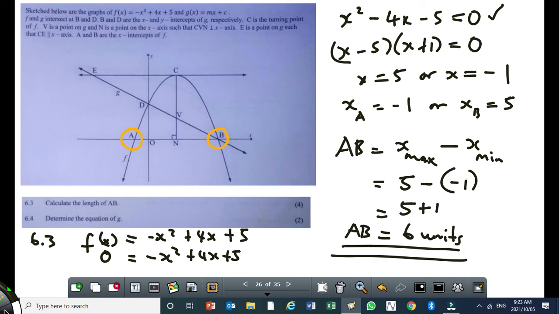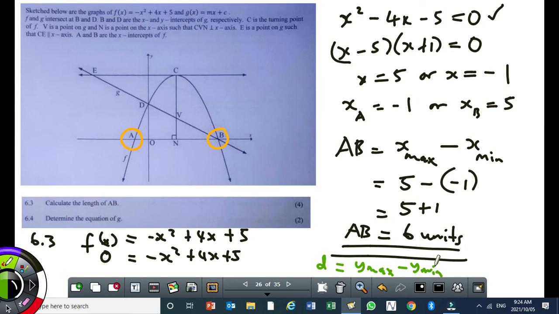Alright, so this is how we get the horizontal distance. For the vertical distance, I have to share this with you because you never know. For vertical distance, the formula is d equal to y max minus y minimum. You don't have to use the distance formula from analytical geometry to do a question like that. Because if it's a horizontal distance, it's straightforward. If it's a vertical distance, it's straightforward.